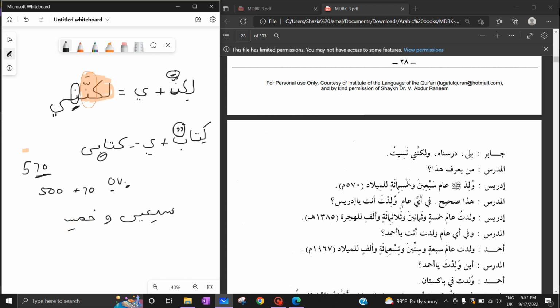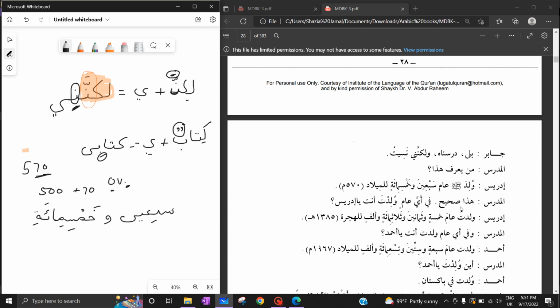Khamsi mi'atin. Now pay your attention here to the spelling of mi'a. We pronounce it as mi'a, but it has a long vowel which is not pronounced. Mi'atin. This is how we write numbers in Arabic.